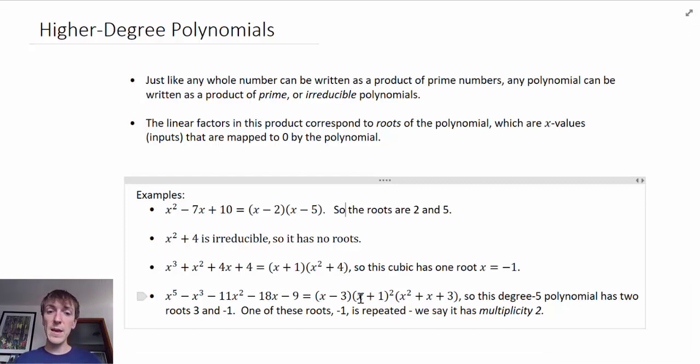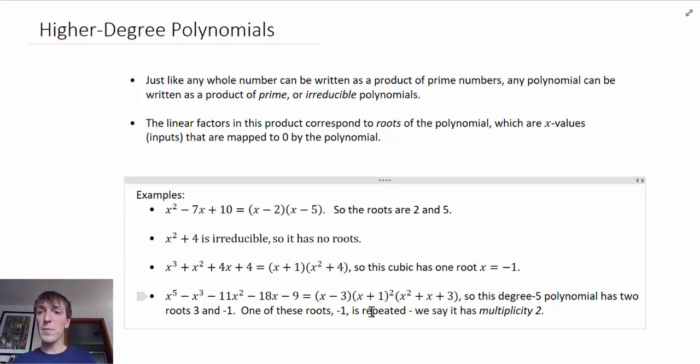And another thing we can say is that because this is a square, this root has multiplicity 2. What it's saying is that we would sort of expect this to have 3 roots because there are 3 linear factors, but because 2 of those linear factors are the same, we say that there are 2 roots and that one of them has multiplicity 2.